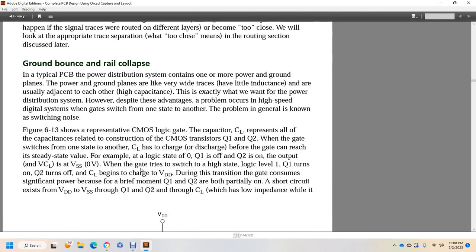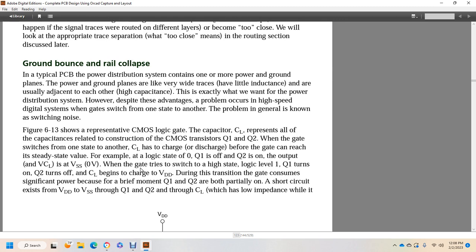Ground bounce and rail collapse. A typical PCB power distribution system contains one or more power and ground planes. The power and ground planes likely have very wide traces, have little inductance, and are very adjacent to each other, giving high capacitance, especially desirable for power distribution systems. However, despite the advantage, a problem occurs with high speed digital systems when a gate switches from one state to another. The problem is generally known as switching noise.